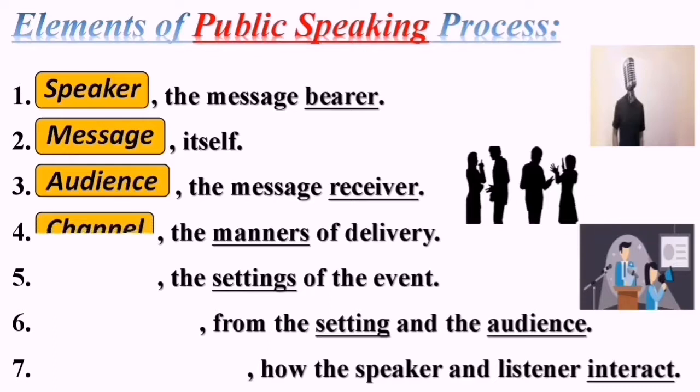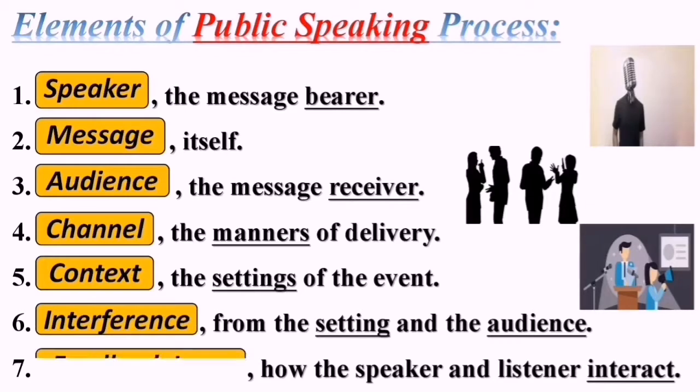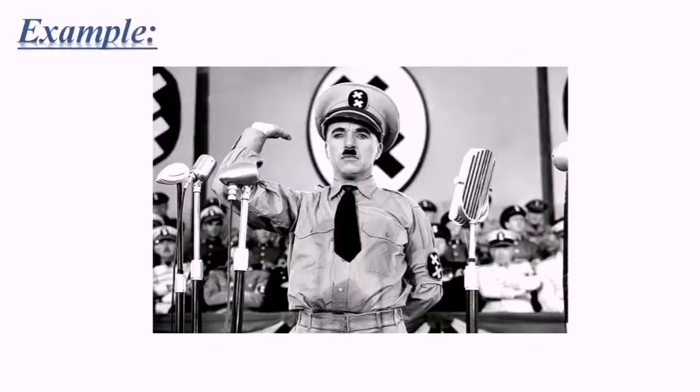Number four, channel, the manner of delivery. Number five, context, the settings of the event. Number six, interference from the setting and the audience. Number seven, feedback loop, how the speaker and listener interact.